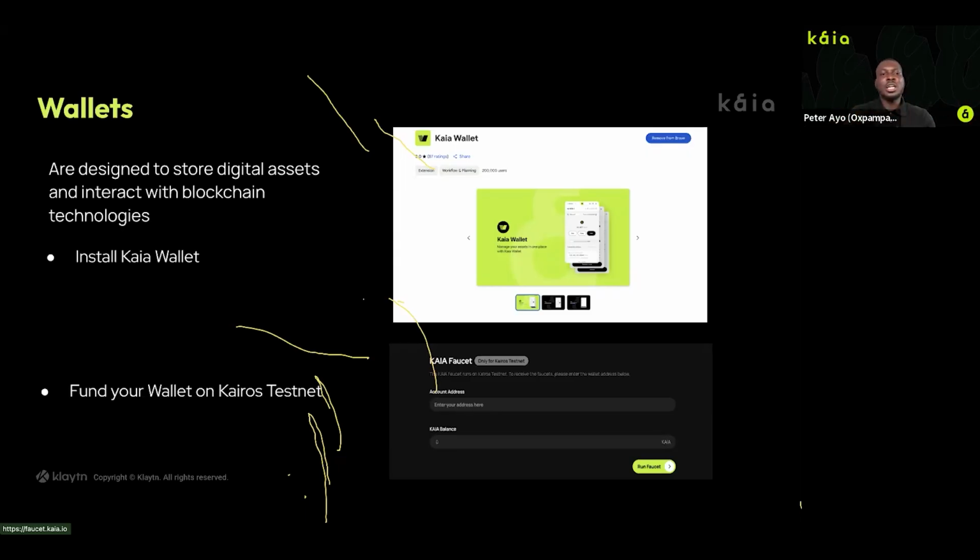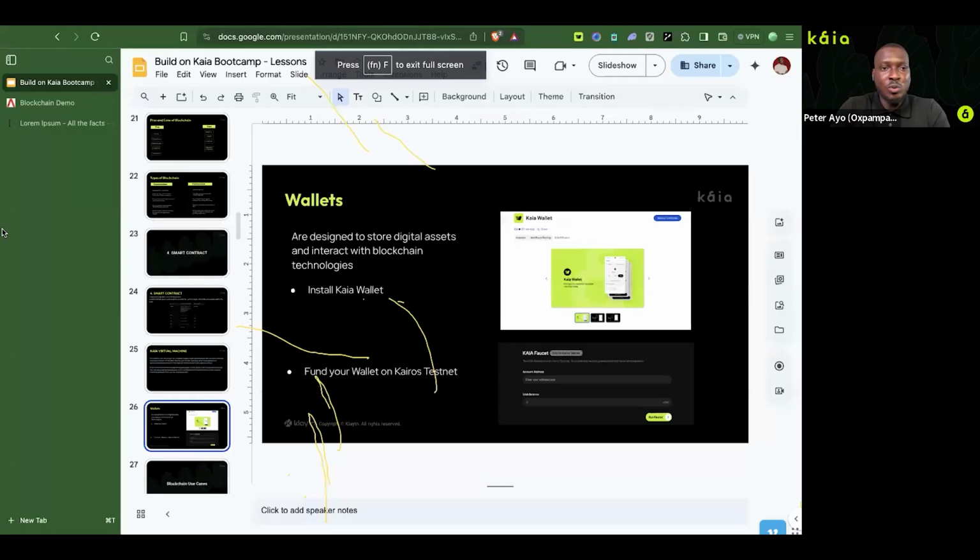And so they help you store digital assets and also interact with the blockchain, whether reading from smart contracts or writing to smart contracts. So I think for this call, we would install Kaia Wallet. How many of us have Kaia Wallet installed anyways?